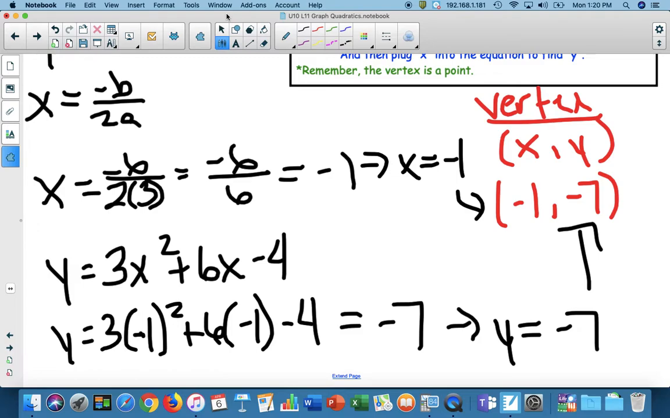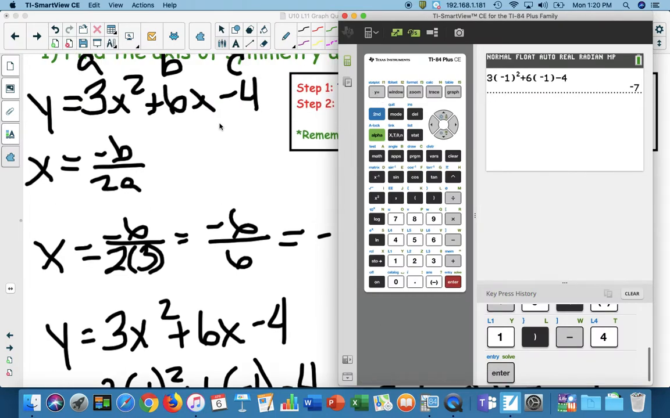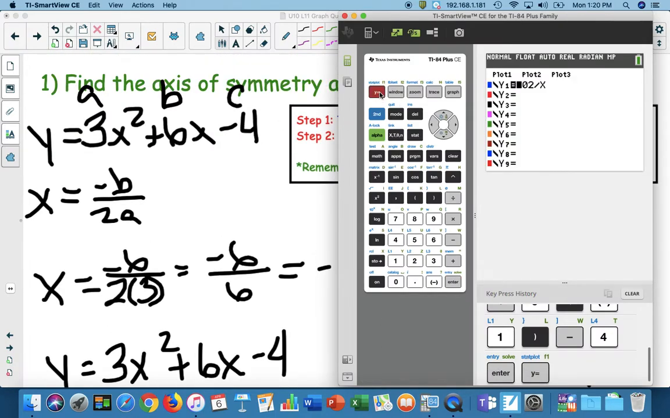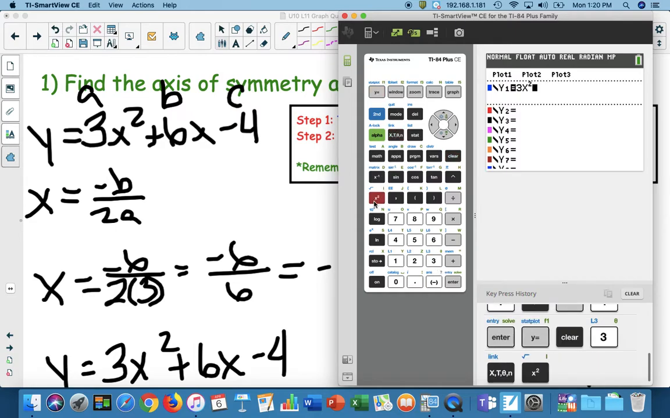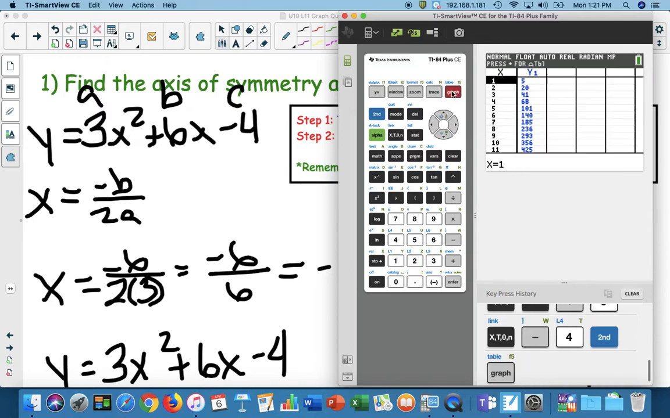And if you're ever not sure, what you're going to do is go into the calculator, plug in the formula we were originally looking at, which is y equals 3x squared plus 6x minus 4. And then press second graph, and look for your vertex. If your vertex is here, that means you got it right. We had our vertex as negative 1, negative 7. So if I look right here, I see negative 1 and I see negative 7. So that means I definitely got this right.